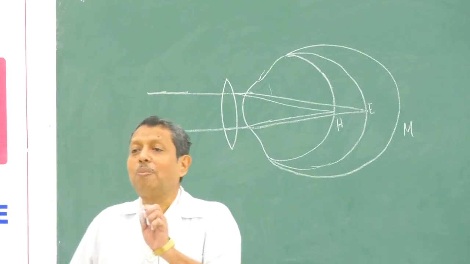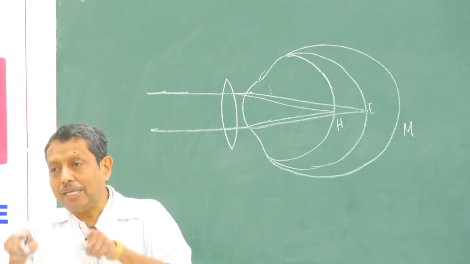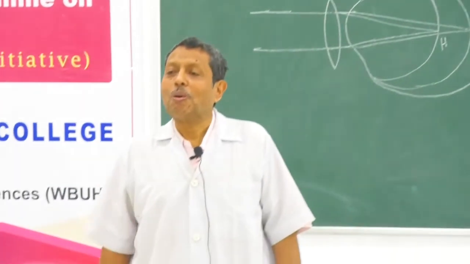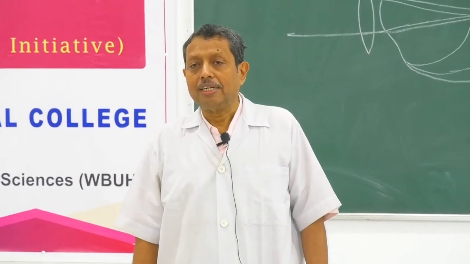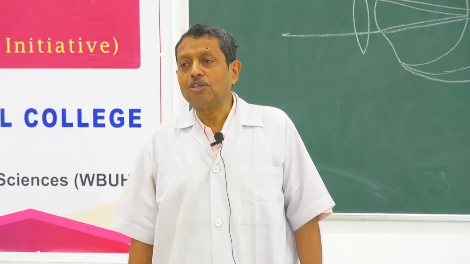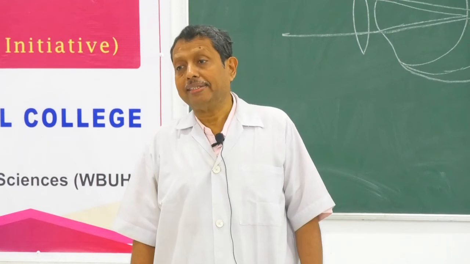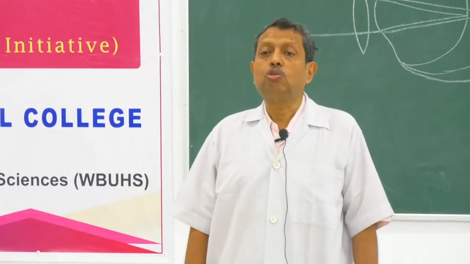And then we will have this additive power. It will converge the rays to some extent so that they are focused on the retina. And it is also called farsightedness, durodrishti.